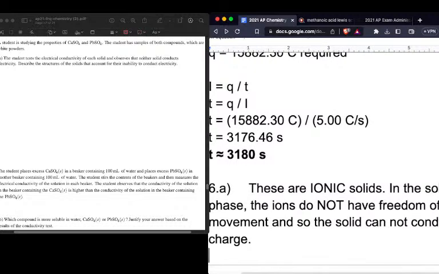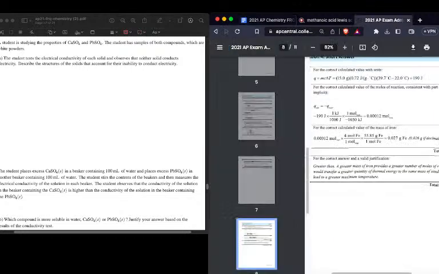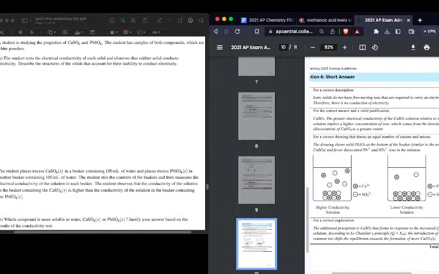If charges are in fixed positions, they cannot move and help conduct charge. That's basically how it is. Describe the structures of the solids. I bet you there's something for saying ionic solids and then saying that the ions cannot move. Let me triple confirm that. Ionic solids do not have free-moving ions.